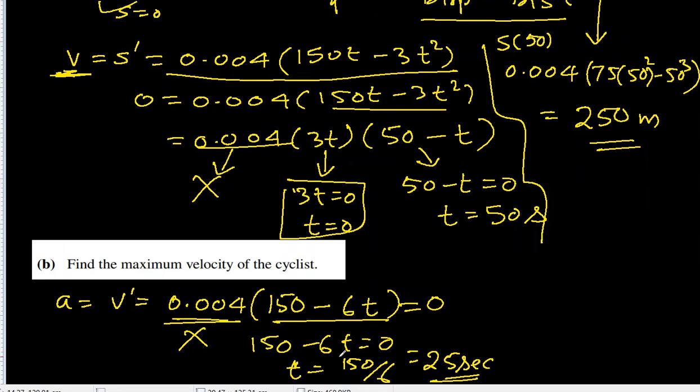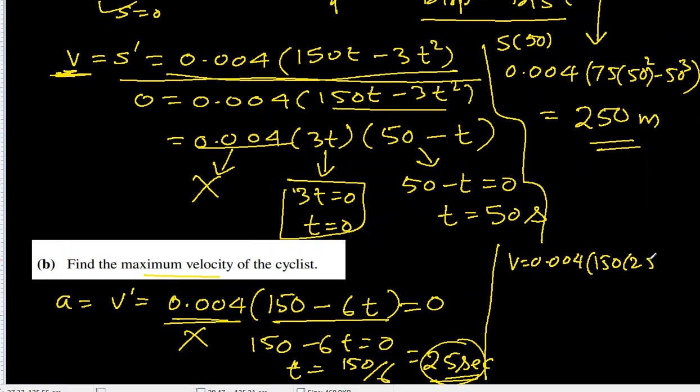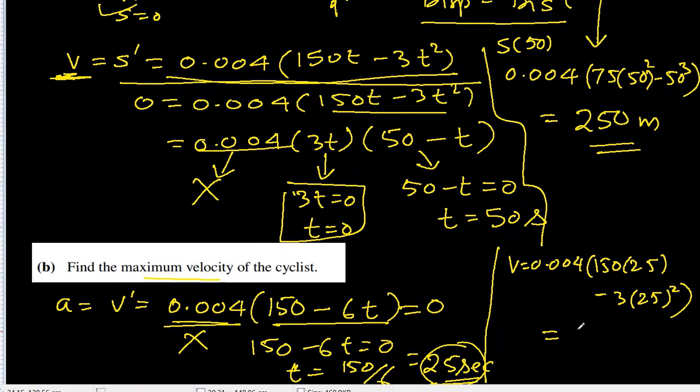At 25 seconds, we will have either maximum or minimum velocity. But we have just this turning point, that means obviously it will be maximum, but we'll verify it later. First, let's find the maximum velocity by substituting 25 into the velocity equation, which was here again. So it will be velocity equal to 0.004 times (150 times 25 minus 3 times 25 square). And after using my calculator, I got 7.5 meters per second.